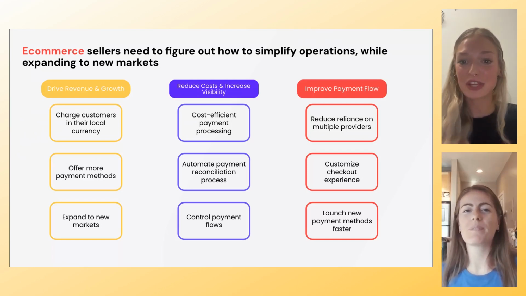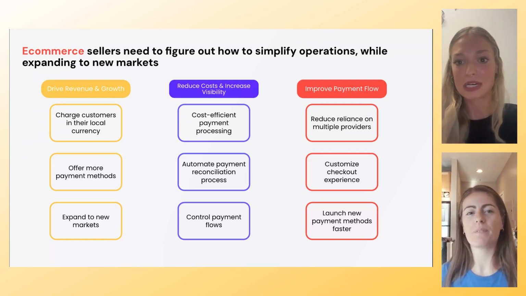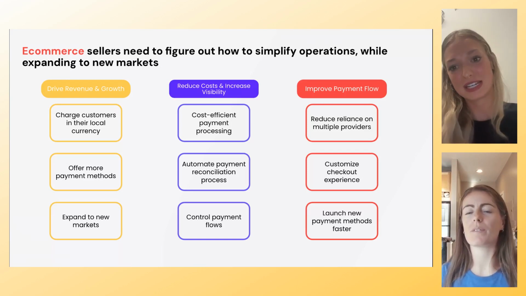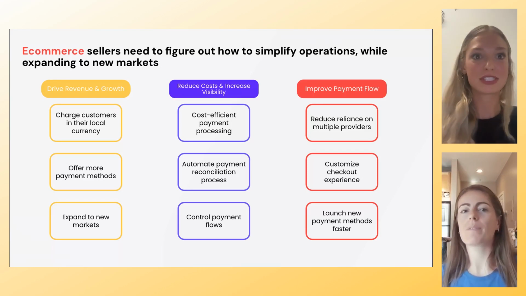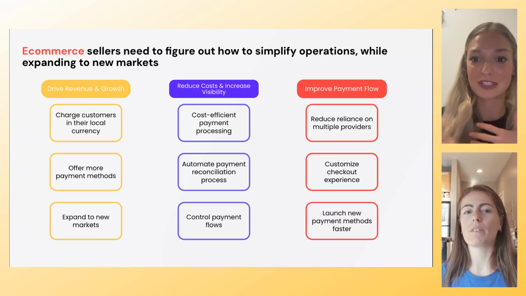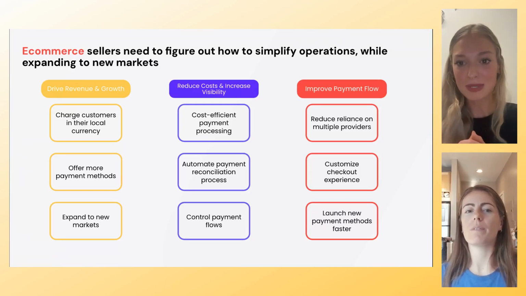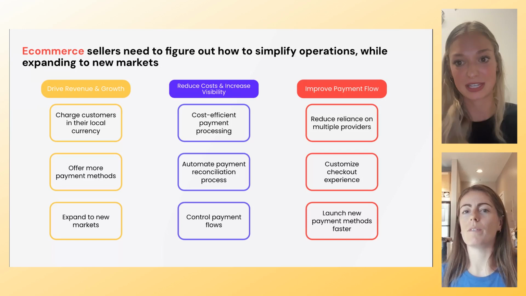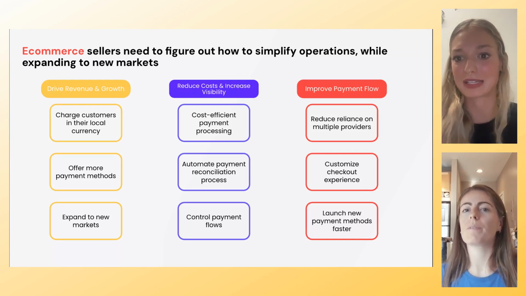Lastly, with improving payment flow. As you start to scale, you start to need different providers. Then all of a sudden your checkout experience has a lot of different steps. So how can you make sure to keep everything consolidated and keep things simple even as you're scaling and getting more and more complex buyers?